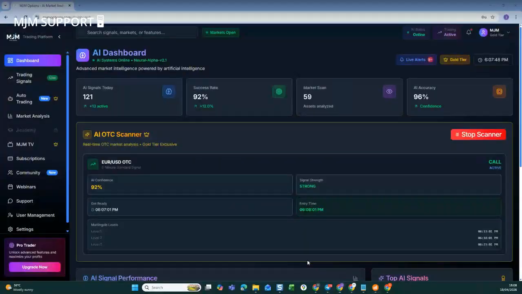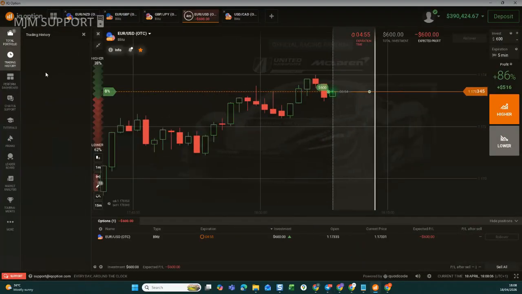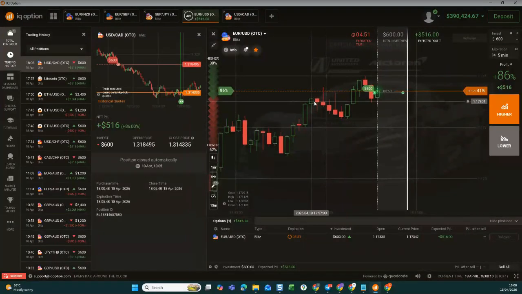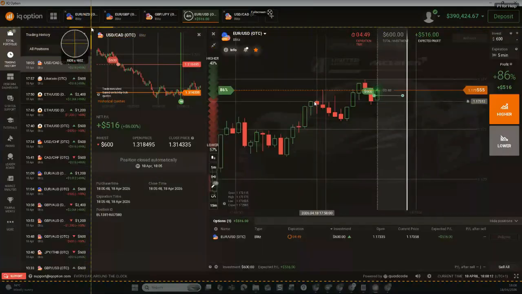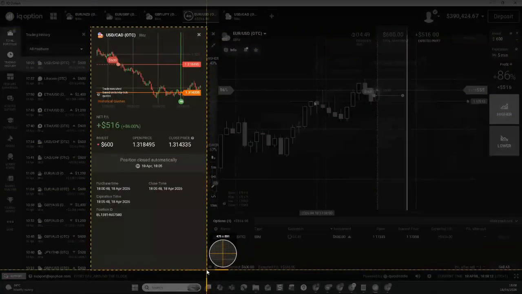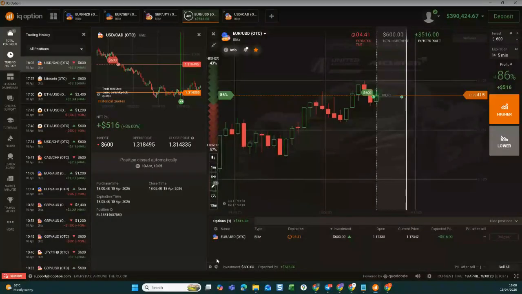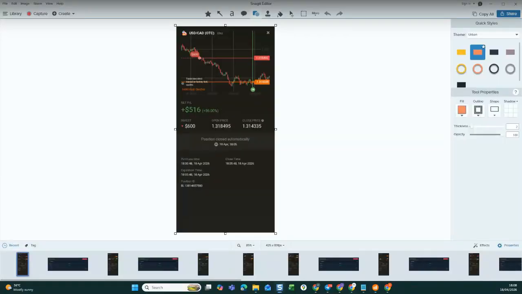So I'm going to take a screenshot of the last profit we made, which was on the USD card, and let's secure this one here. So this is saved. 516, made on the port signal, so you guys can see.